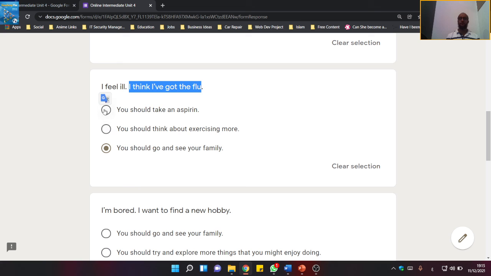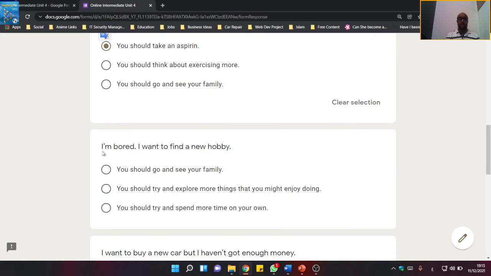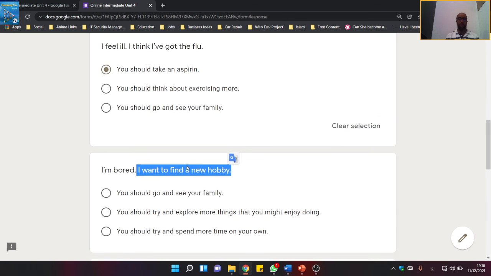I think the first one sounds better because it says you should take an aspirin. This will help you with your headache, with your fever, with your cold. Good advice. Okay, let's do one more. Here, someone says, I'm bored. I want to find a new hobby. So somebody's bored, they don't know what to do. What should we tell him or her?